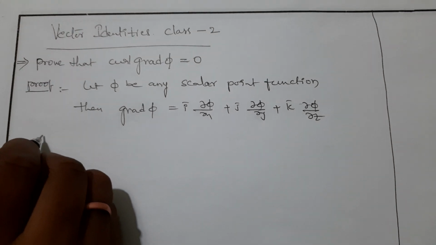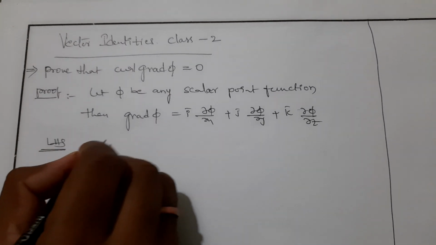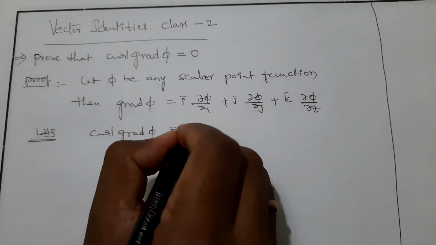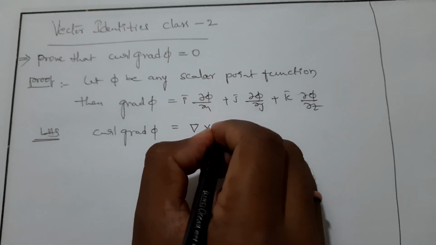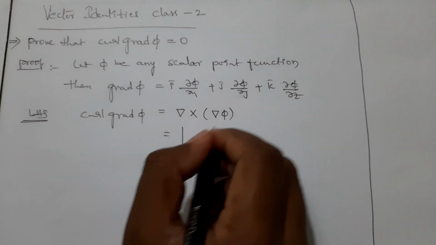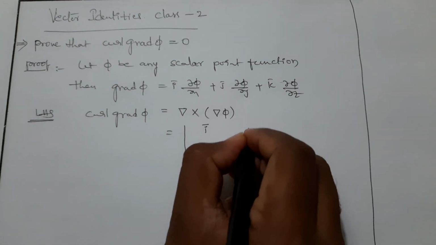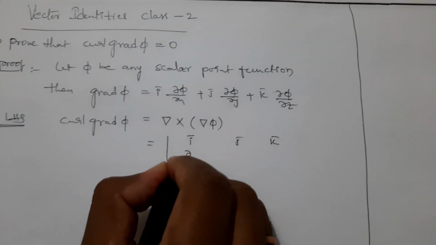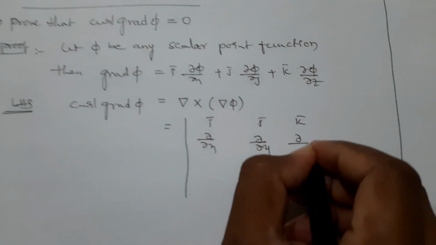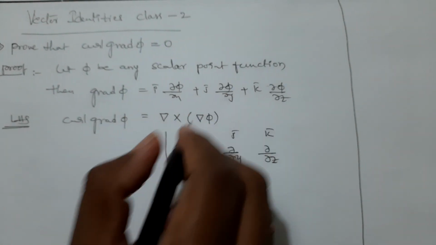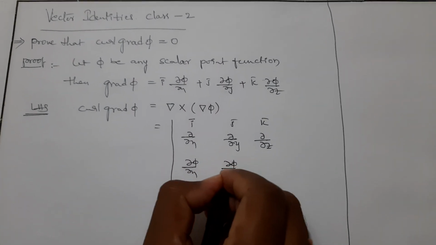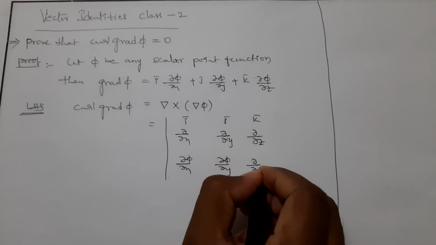Next we have to show that curl grad pi equal to 0. Curl grad pi is equal to del cross del pi. What is del cross del pi value? It is the determinant with rows i bar, j bar, k bar; then del, with coefficients of i, j, k as dou by dou x, dou by dou y, dou by dou z; next del pi, with coefficients of i, j, k as dou pi by dou x, dou pi by dou y, dou pi by dou z.